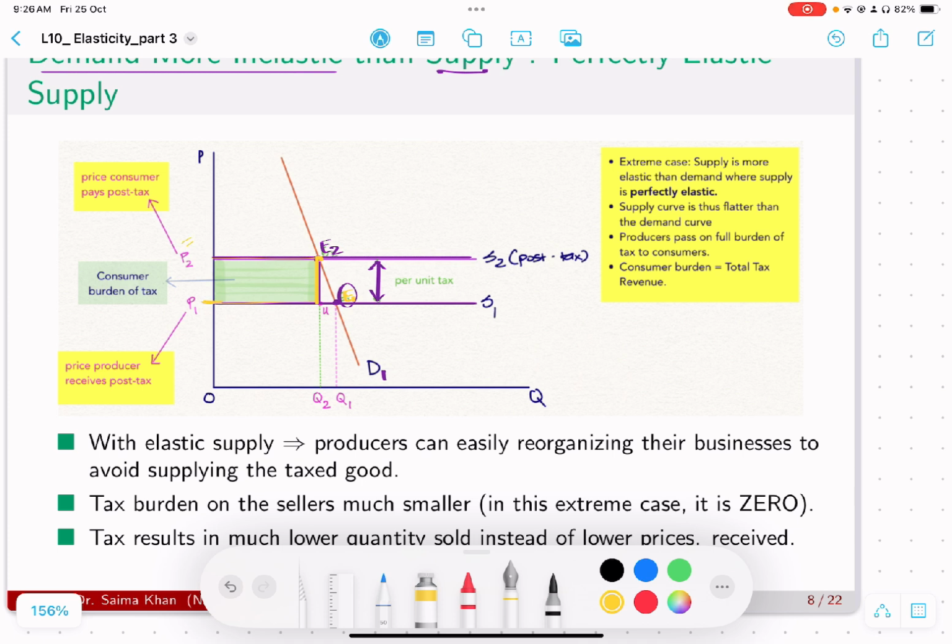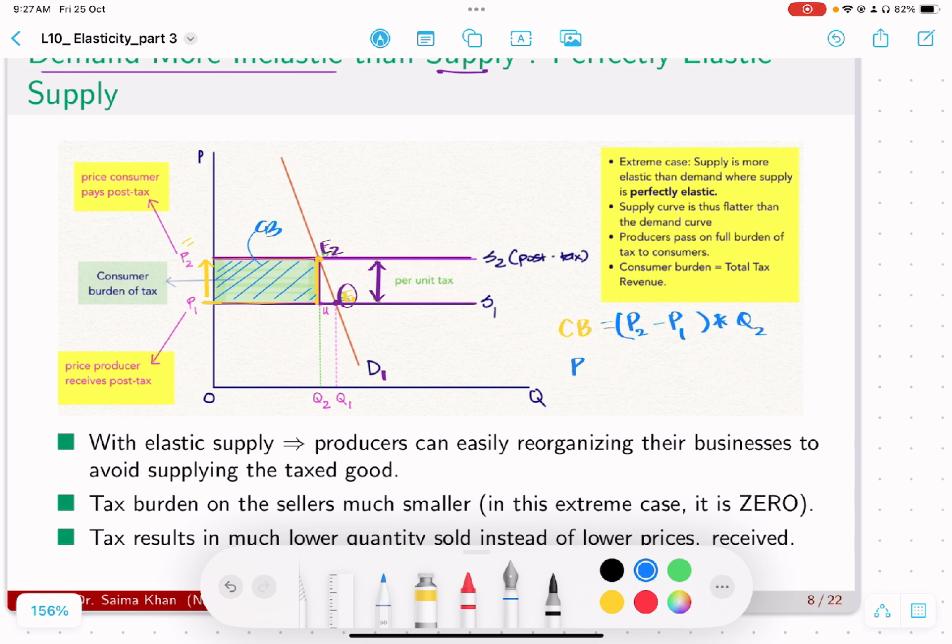So what are you seeing about the consumer burden? Remember, like before, consumer burden is going to be the new price that you pay after tax minus the old price that you paid before tax, times, in this case, the quantity being sold, so that is Q2. So if I were to shade it, this whole region is the consumer burden.